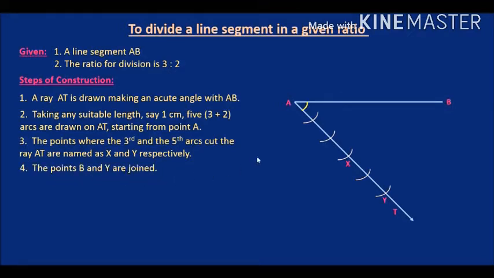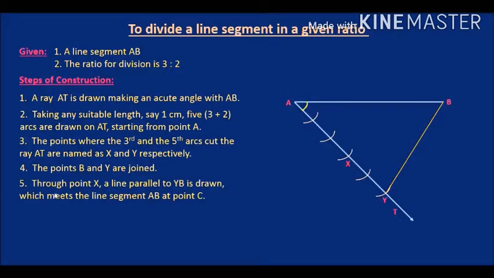Now the points B and Y are joined. That means draw BY, the last arc point and B.